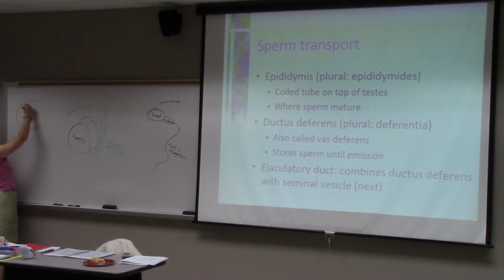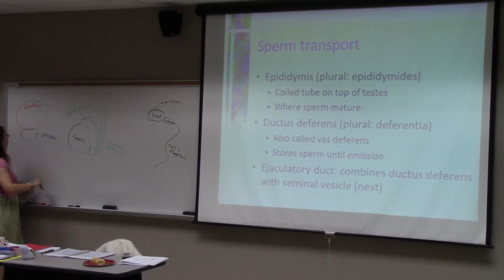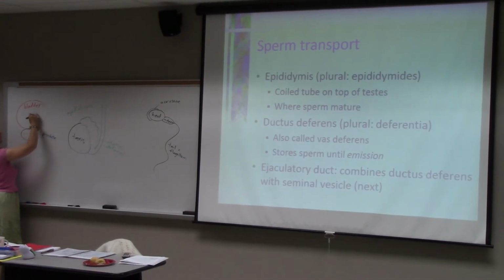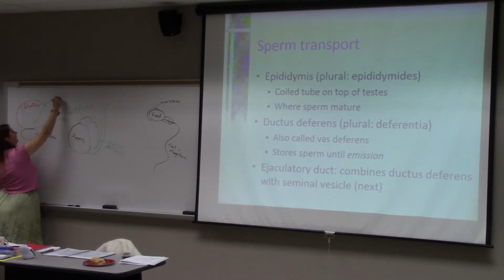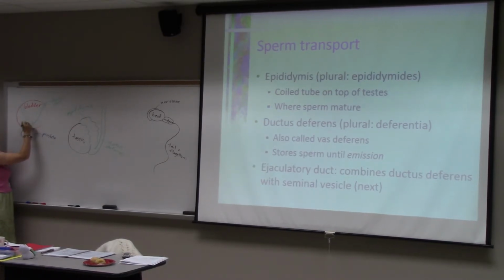Here's the bladder from behind. Underneath it, which we'll get to coming up, is the prostate gland. Ductus deferens comes around like this, one from each testis. And then the ejaculatory duct is inside the prostate.